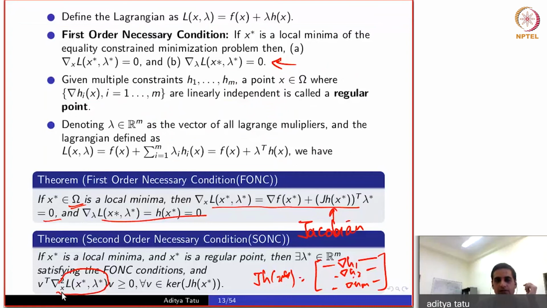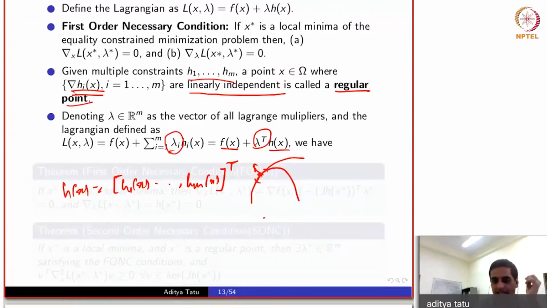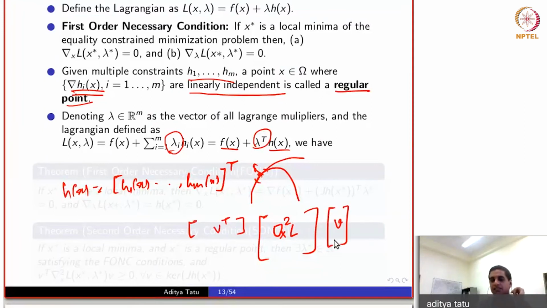Is this a similarity transformation? No, this is not a similarity transformation. It's basically a matrix. This is the Hessian of the Lagrangian, right? V transpose would be this vector times V, so 1 times n times n times 1. This has to be non-negative.